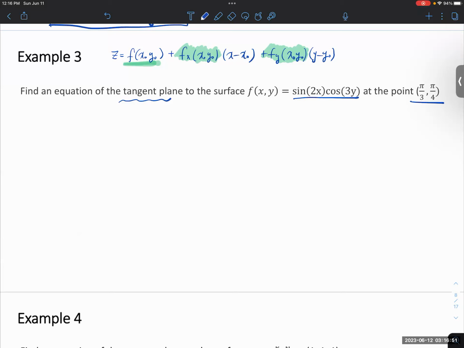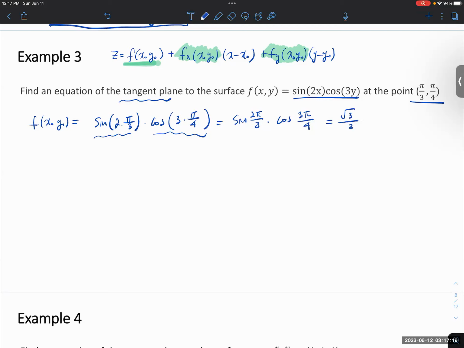Same strategy. We're going to find f of x0, y0. So sine of 2 times pi over 3 times cosine of 3 times pi over 4. If you go to decimal, you can find each value: sine of 2 pi over 3 times cosine of 3 pi over 4. That would be radical 3 over 2 times negative radical 2 over 2, which is negative radical 6 over 4. So that's the basic f of x0, y0.